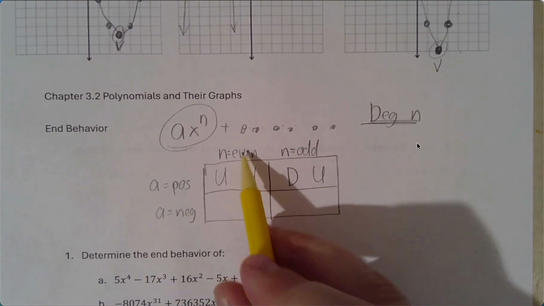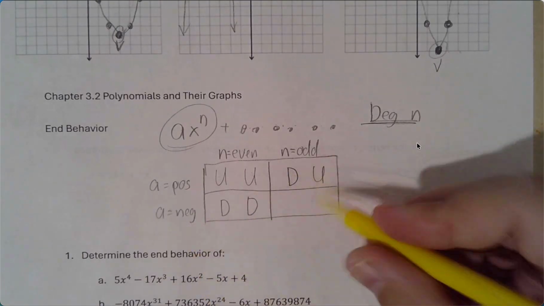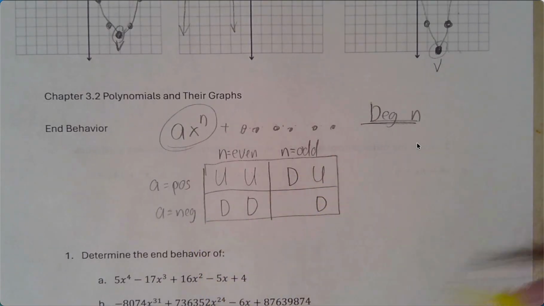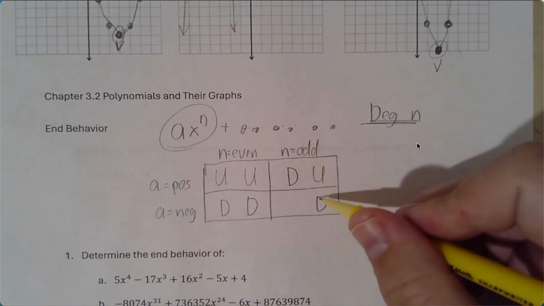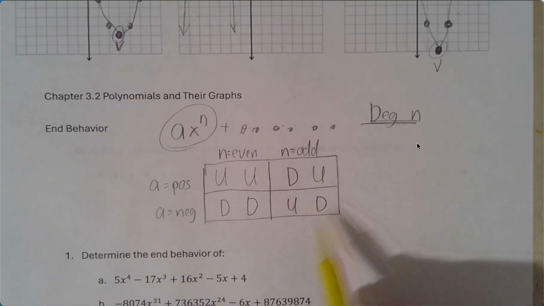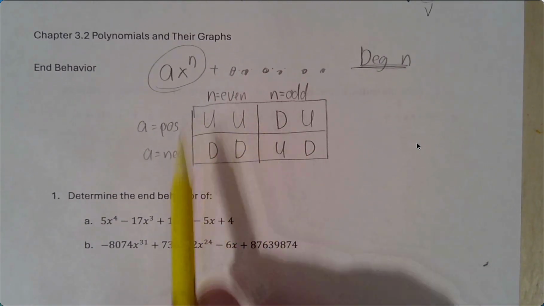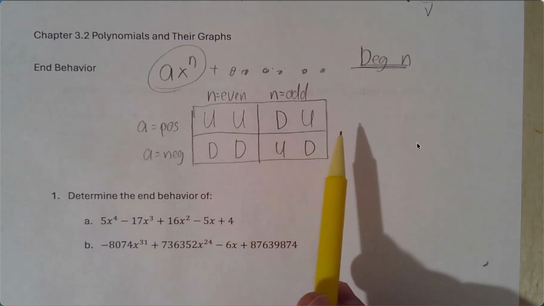And if I'm even, I will match what I saw before. And finally, if I'm negative, I will end by going down and to the right. And if I'm odd, then this one will move down and the opposite will move up. So there we go. There's a lot of memorizing to do here with this basic chart. Hopefully I gave you some explanations.